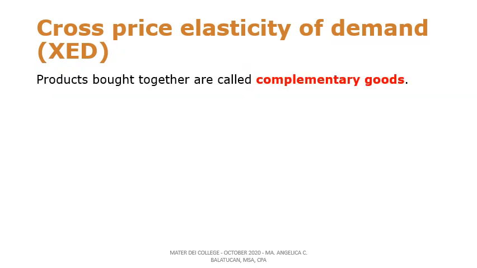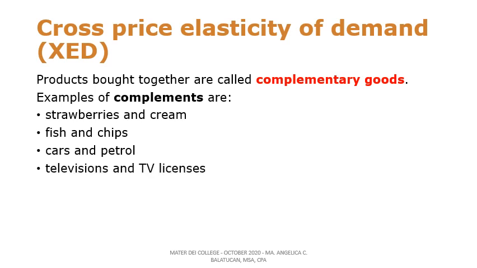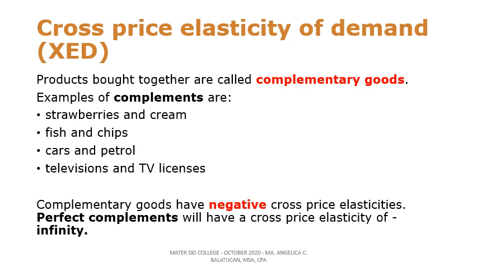So products that are bought together are called complementary goods. Examples: strawberries and cream, fish and chips, cars and petrol, televisions and TV licenses. Complementary goods have negative cross-price elasticities. Perfect complements will have a cross-price elasticity of negative infinity. Okay, so why is it that they have negative cross-price elasticities?